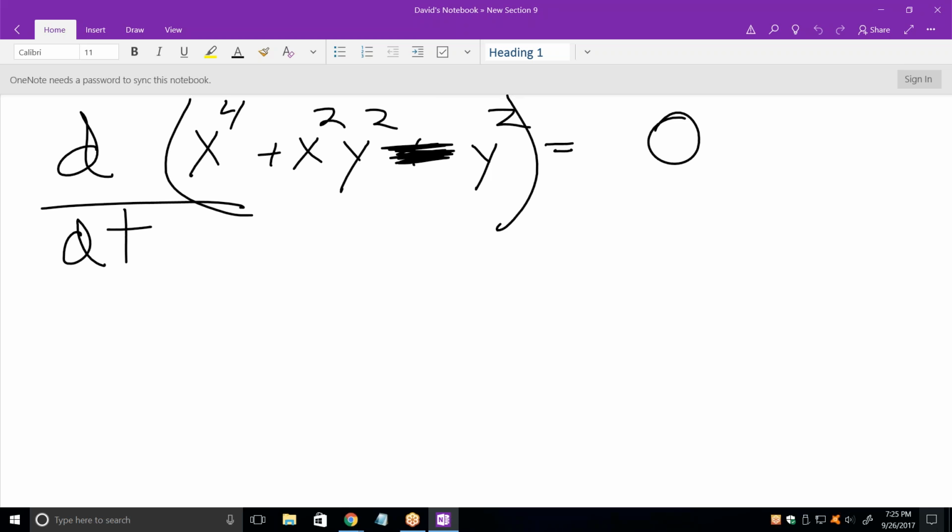So now let's do this problem, only instead of differentiating it relative to x, we're going to differentiate it relative to t. So what's my first term?